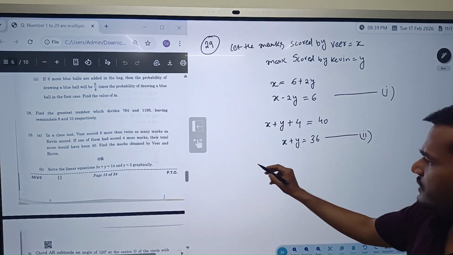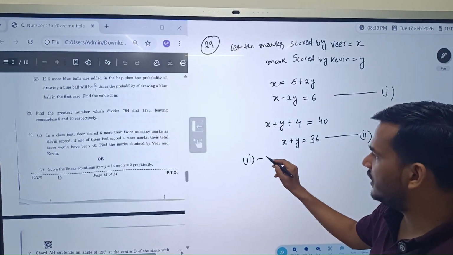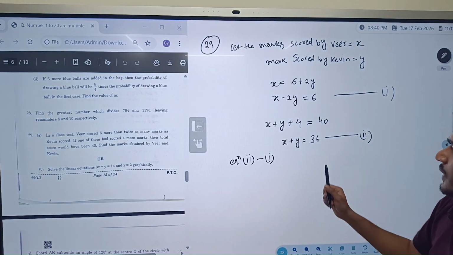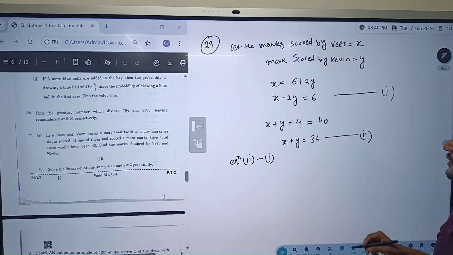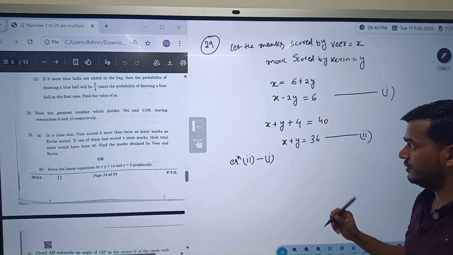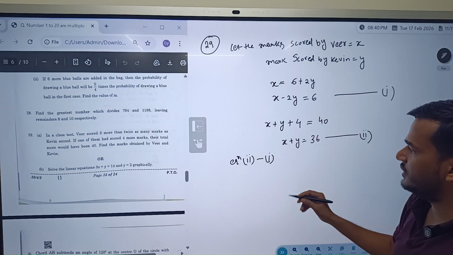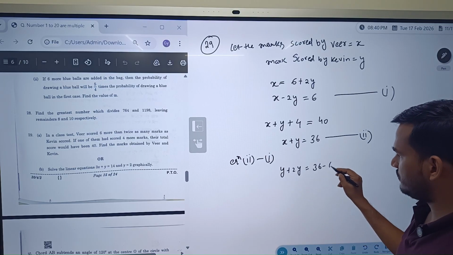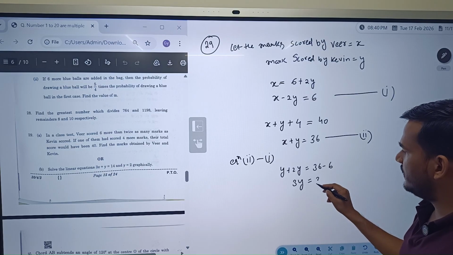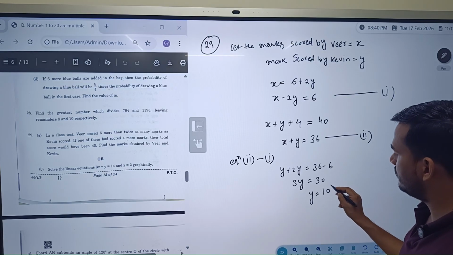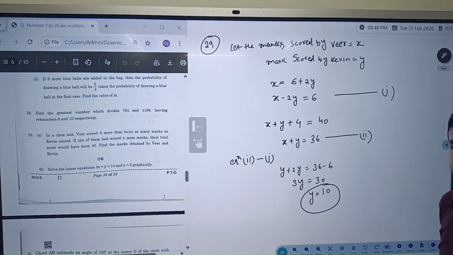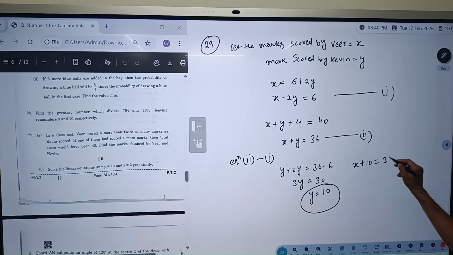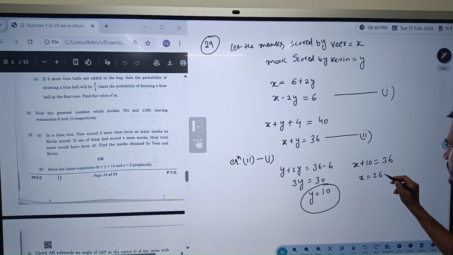To solve them, we simply subtract equation 1 from equation 2. When you subtract 1 from 2, x will cancel, but minus 2y will be added with y. So y plus 2y is equal to 36 minus 6, or 3y is equal to 30. You will get y is equal to 10. Now substitute the value of y in equation number 2. x plus 10 is equal to 36. So x is equal to 26.